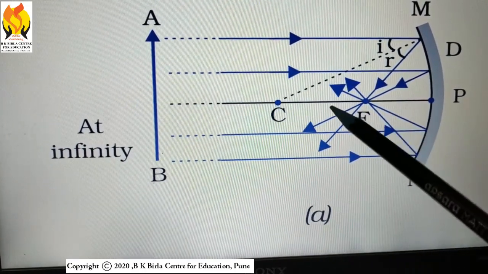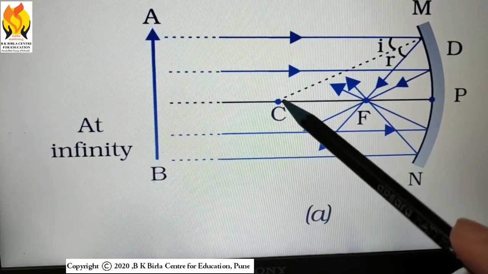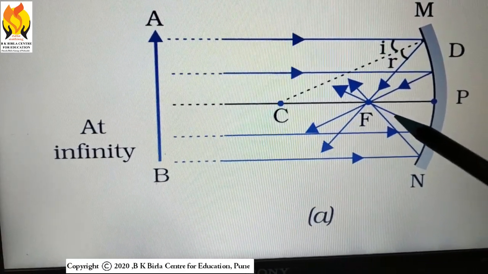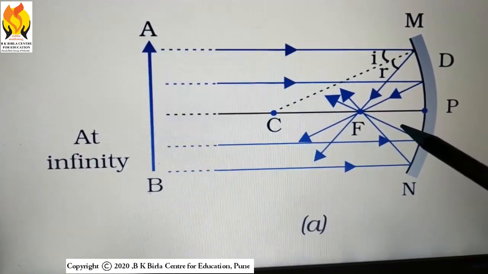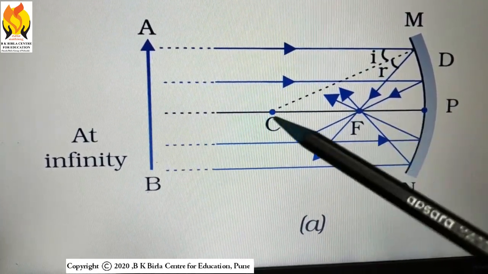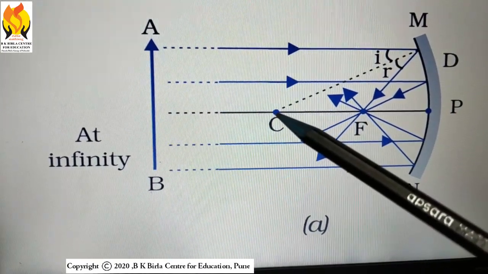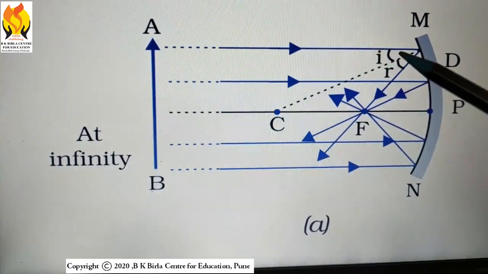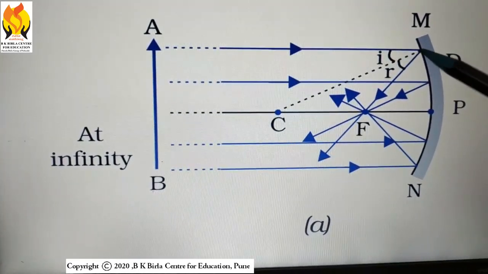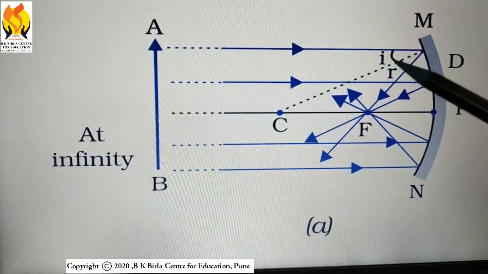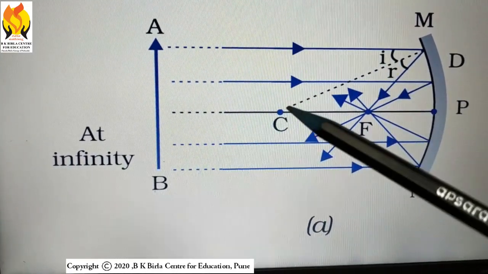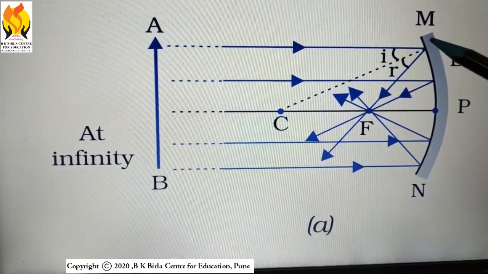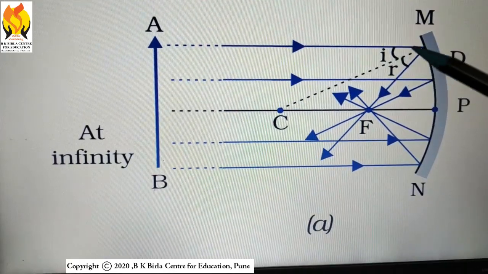So focal length 1, this is 2 times the focal length, which means CP, the radius of curvature, is equal to 2 times the focal length. Another interesting point you must note down here: any line which you draw from the center of curvature to a point on the surface acts as a normal. So this C which I'm showing you in the diagram, between the point M and C, this acts as a normal.